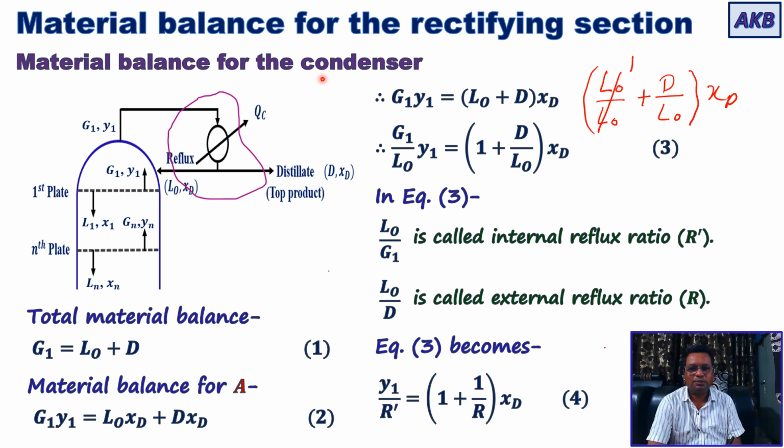Okay, so after taking material balance for the condenser, we have understood two new concepts. One is internal reflux ratio, which is nothing but the ratio of reflux to the vapor flow that goes into the condenser. And then you have external reflux ratio, which is nothing but the ratio of reflux flow to the distillate flow. Okay, now let us move ahead.